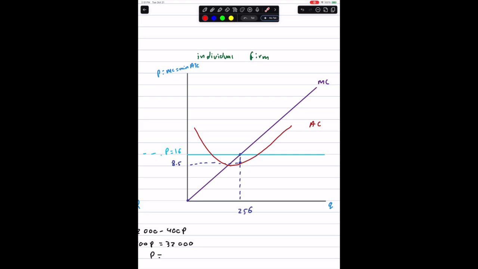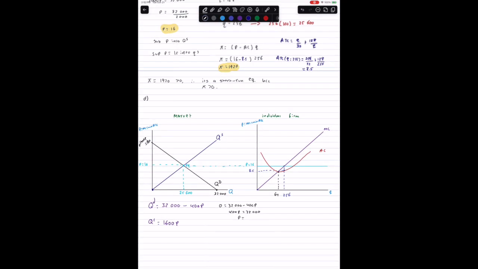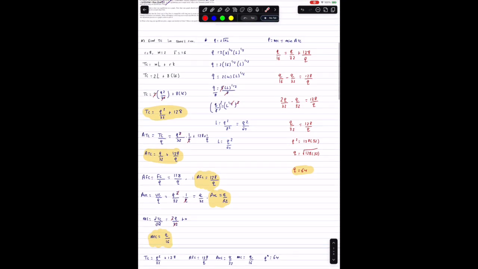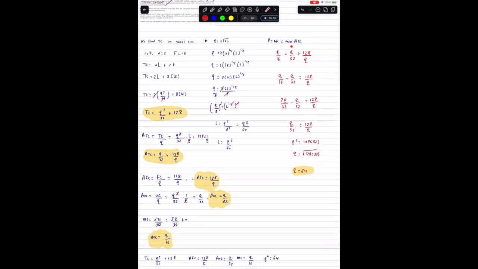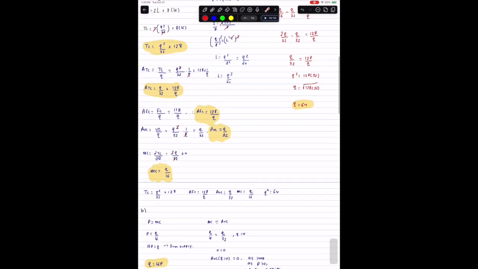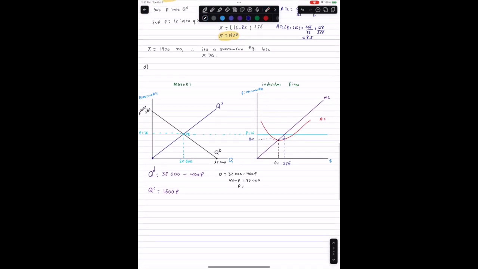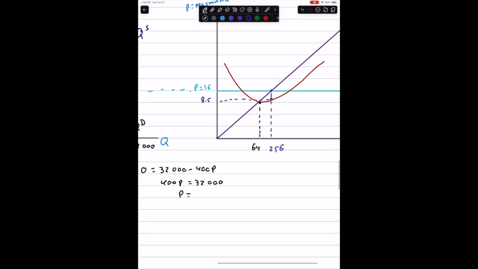We already solved that. We know that average cost is minimized, let me use black here, when Q is equal to 64. And how do we know that? Well, we solved that in part A, if you remember. Recall, price is equal to marginal cost, which is equal to minimum average total cost. Q is equal to 64, so we know that average cost is minimized when Q is equal to 64.